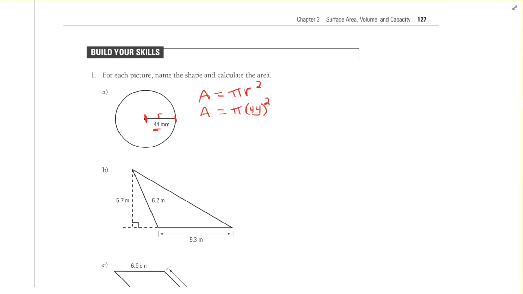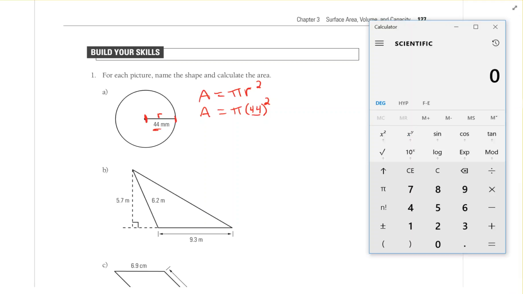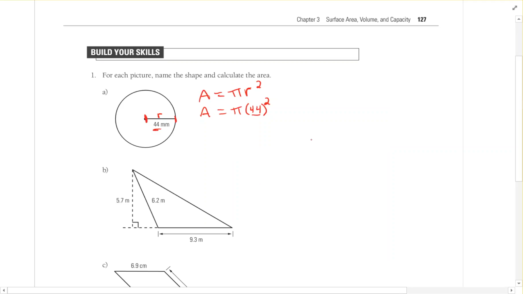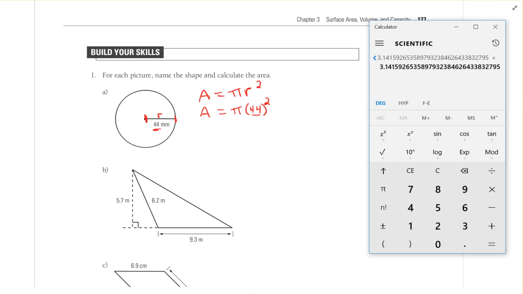Then grab your calculator. You're going to go pi, so make sure you can find the pi symbol on your calculator, and then times 44, and then you're going to have a button that looks like this, the squared button. You can see I've got pi. They've given me all the digits of pi, that's that really long thing up there. And then 44 squared. That's not your answer, you still have to push equals. So that's going to be 6,000.